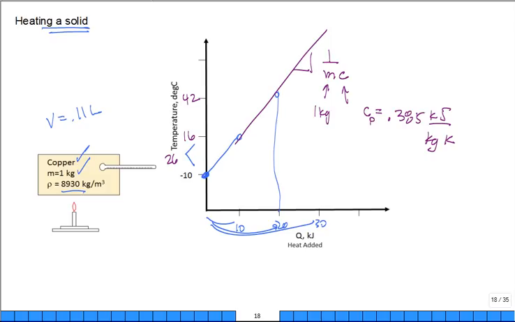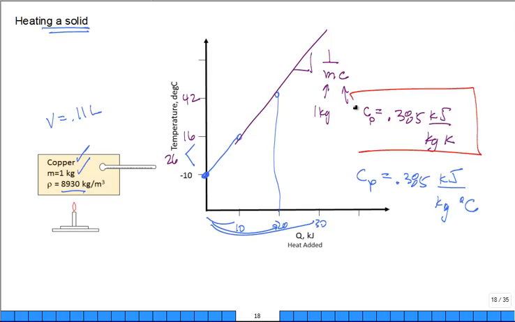Sometimes you'll see a book say C sub P is equal to, for copper, 0.385 kilojoules per kilogram degree C. How do you convert from one answer to the other? Somebody says, they gave me this one in the book, but I'm working in temperatures in degree C. How do I get it into these units?